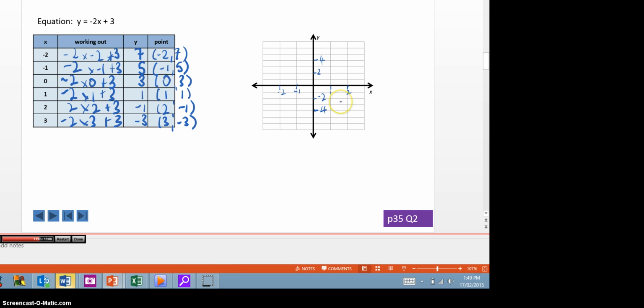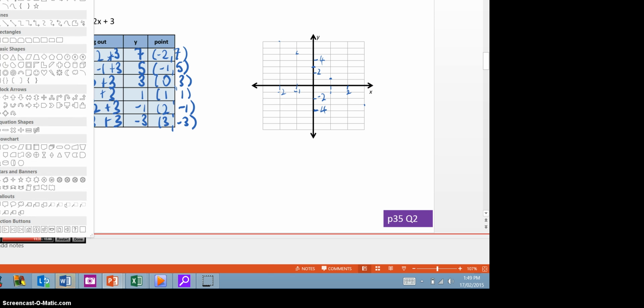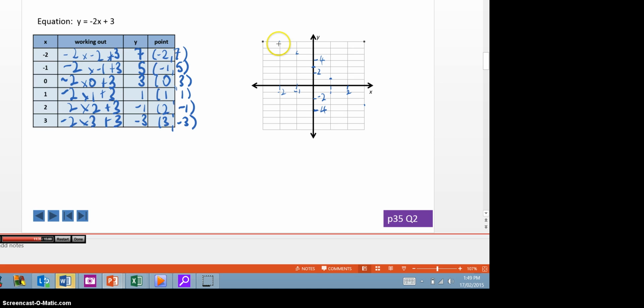So let's plot these points. Minus 2, 7. Minus 1, 5. 0, 3. 1, 1. You can see that they are lining up. 2, minus 1 and 3, minus 3. Okay, then using your ruler, you're going to use your ruler to draw the straight line like that.